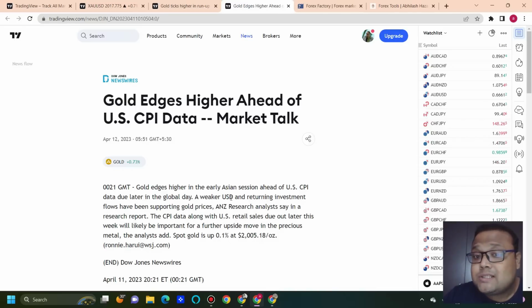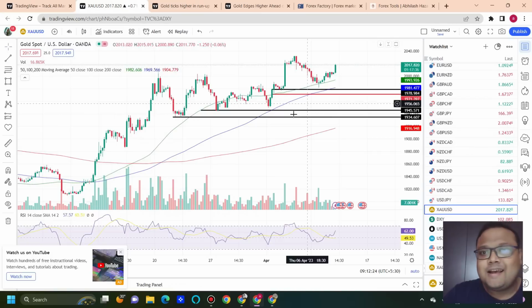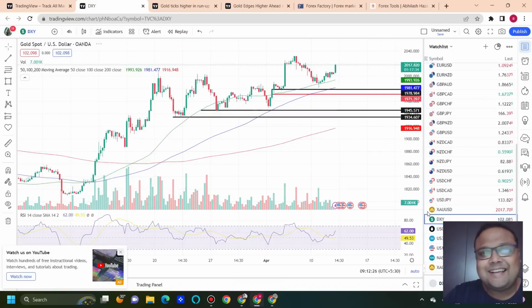A weaker USD and returning investment flows have been supporting gold prices. So the market is expecting that after CPI data, DXY will fall or the US dollar will fall and gold will rise. So as a result, we can see the market is going up. Okay, and nobody knows what will happen after the news.